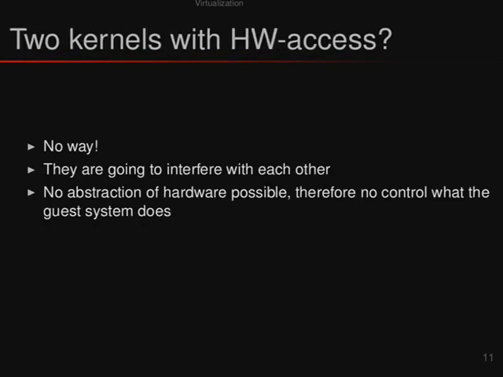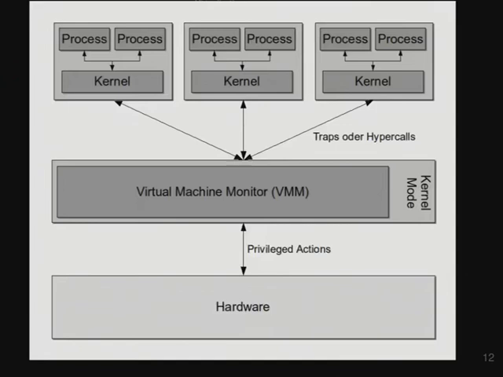So what if we introduce two kernels, because we want to run two kernels basically, because we have several operating systems we want to have on one machine? There is no way that this could ever work, because those two kernels are going to interfere with each other because they don't know that there are two kernels. So they both would try to access the hardware and would configure the hardware differently, which is not going to work. Also, we cannot abstract the hardware. We don't have this abstraction layer, so we don't have control over what those two or more kernels actually do to the hardware. So we need a different approach.